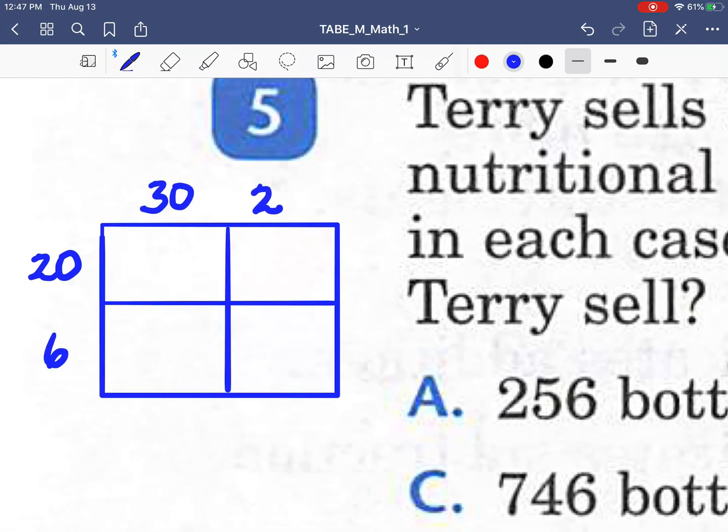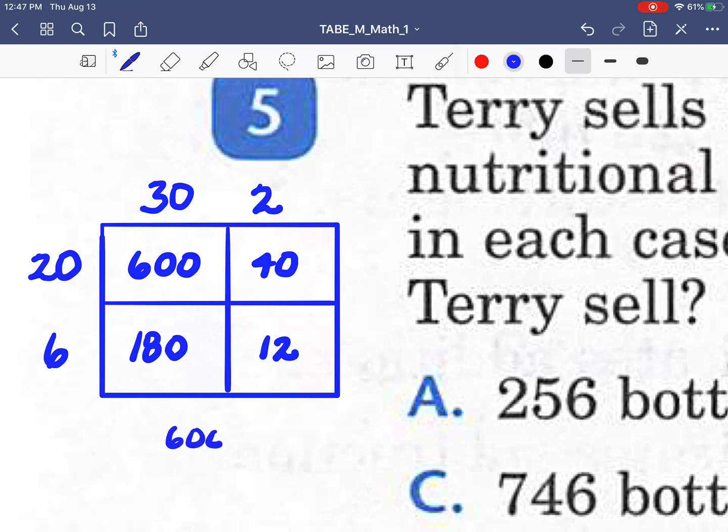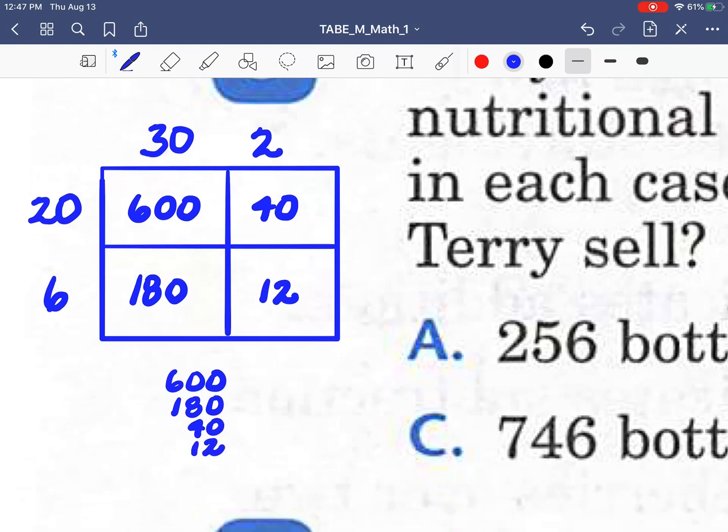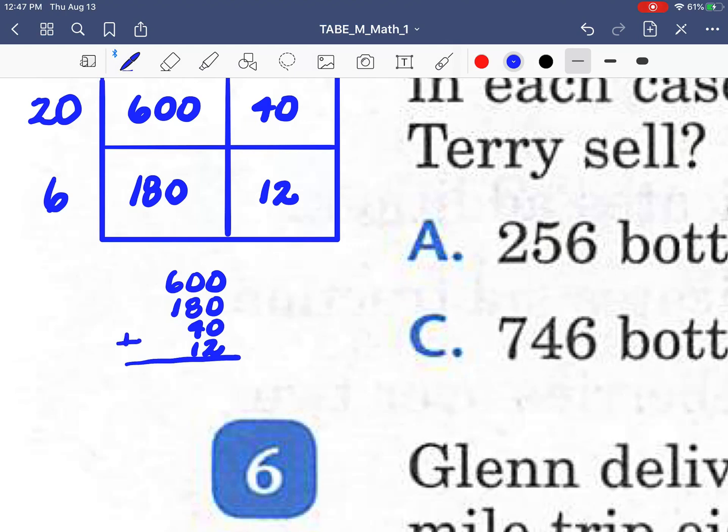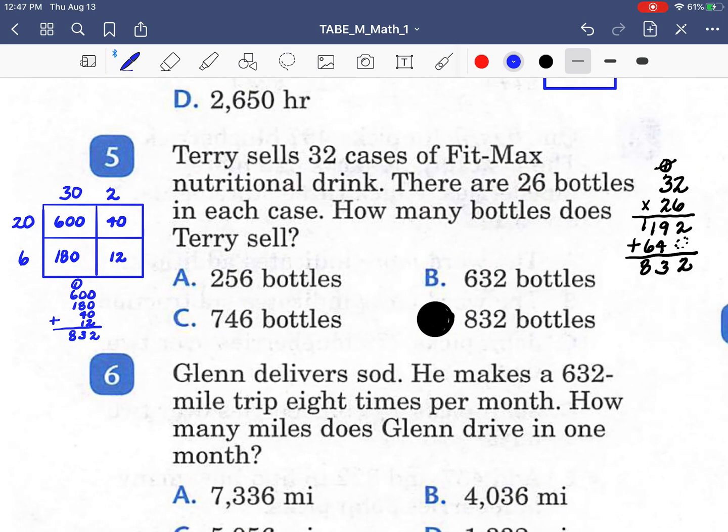So we're going to say 3 2s are 6 with 2 zeros. 3 6s are 18 with 1 0. 2 2s are 4 with 1 0. And 2 6s are 12 with no zeros. And then add your partial products. So 2, 13 carry 1, 6, 7, 8, and there's the same answer. Either way you want to do it.